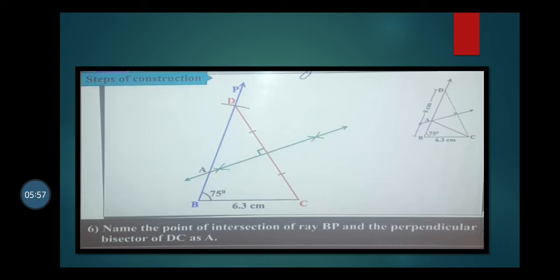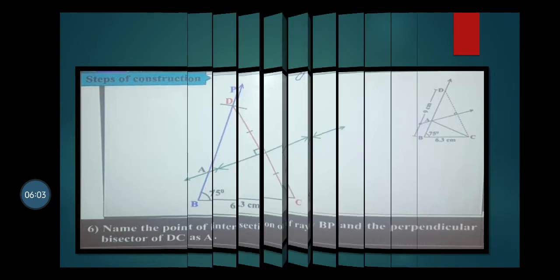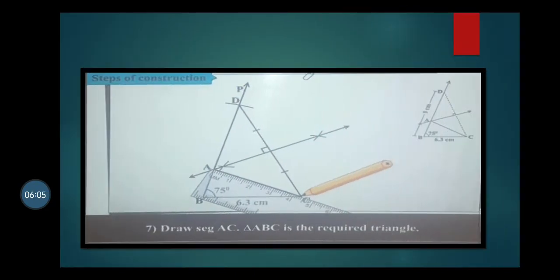That is step number 6. Name the point of intersection of ray BP and the perpendicular bisector of DC as A. Step number 7: Draw seg AC. Therefore, triangle ABC is your required triangle.